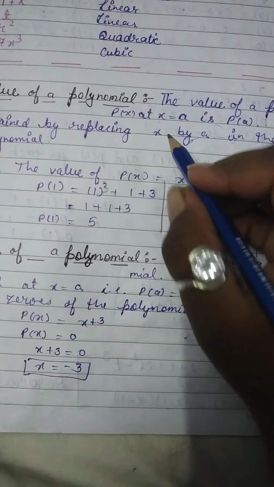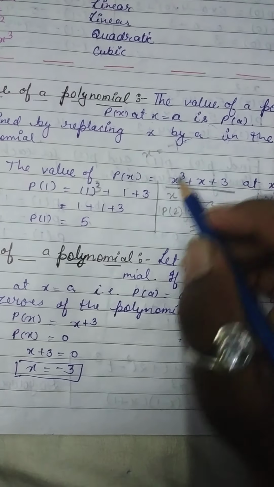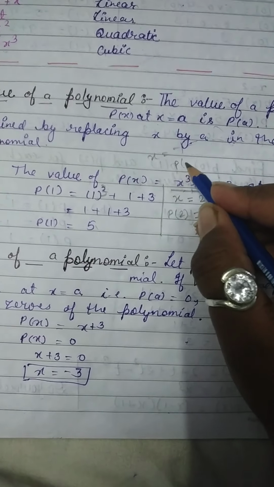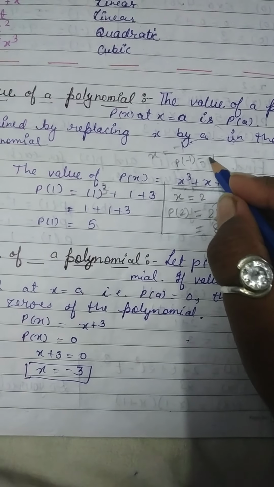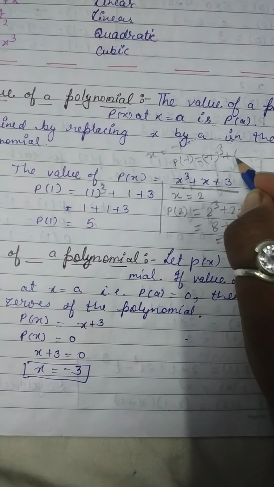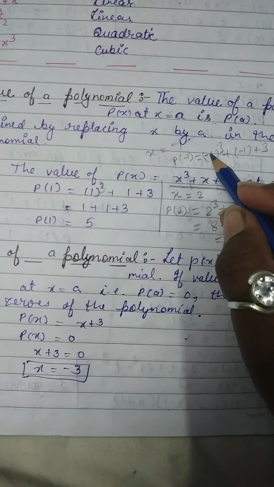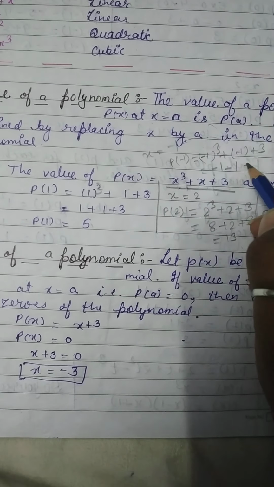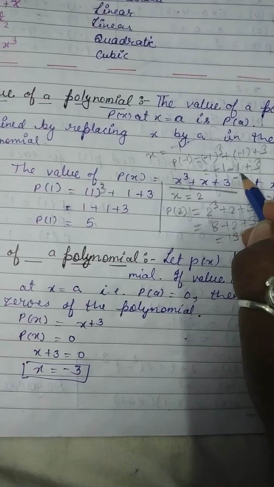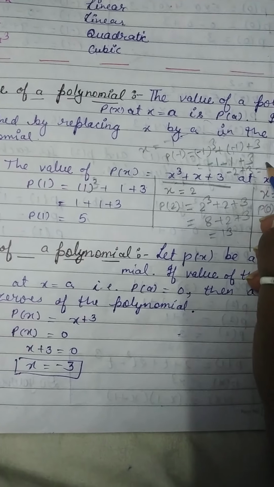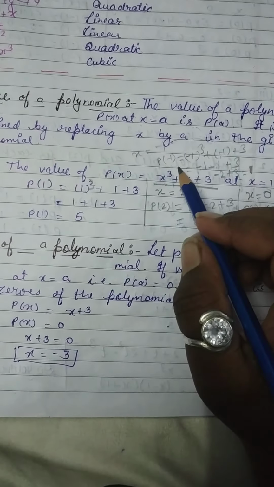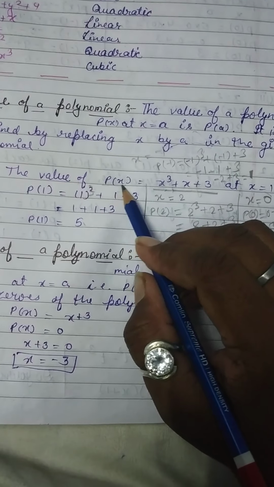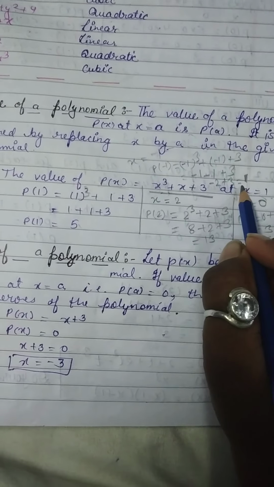And a negative value, x is equal to minus 1. Putting x equal to minus 1, so P(minus 1) is equal to (minus 1) cube plus (minus 1) plus 3. Minus 1 cube is negative, and minus 1 and plus 3. It means minus 2 plus 3, that is only 1. It means if we put x equal to minus 1, this polynomial has the value 1.